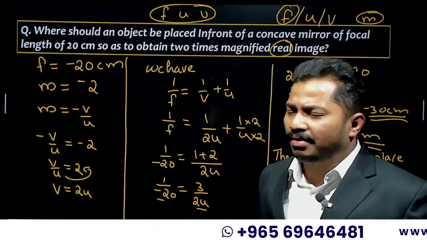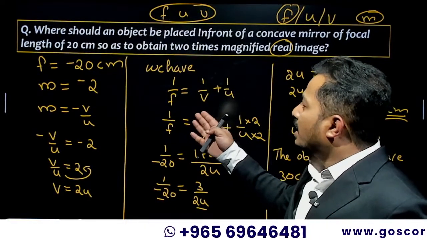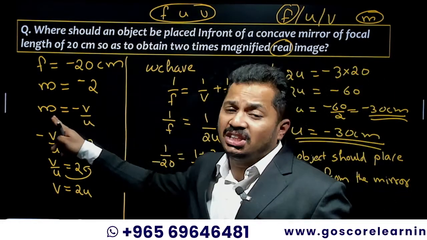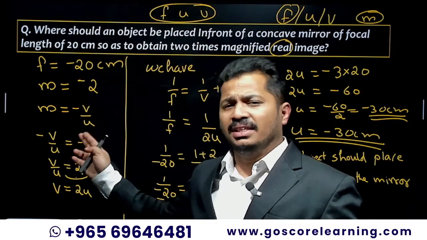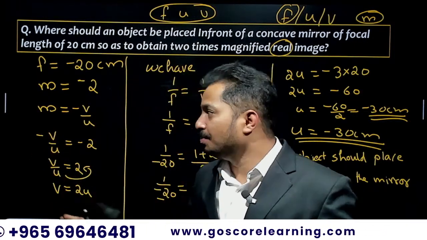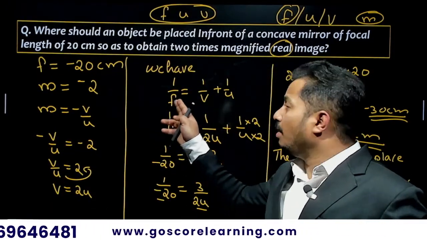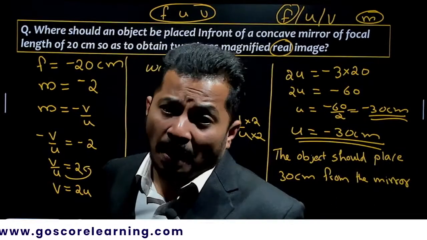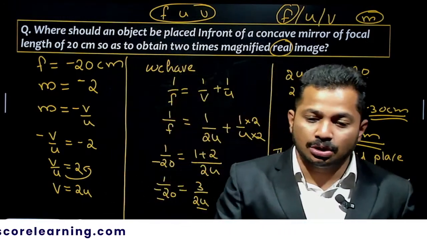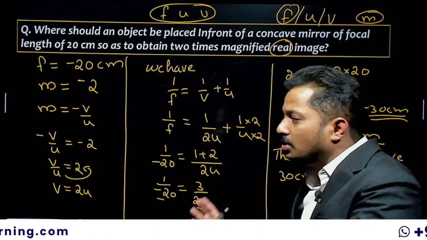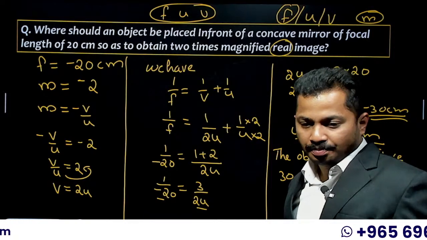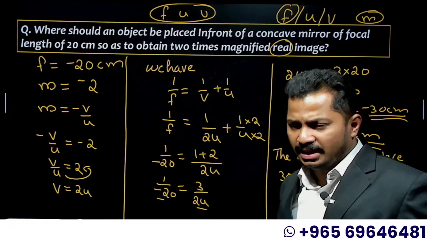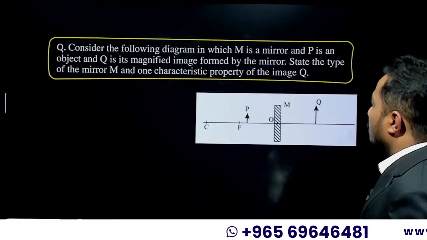But be aware: in the case of mirrors you are supposed to use magnification is equal to minus V by U. In the case of lenses it is V by U. And in the case of mirrors it is 1 by F is equal to 1 by V plus 1 by U. In the case of lenses it is 1 by V minus 1 by U. So you should make those changes accordingly, so that it is easy to find. Could you follow? Easy, right? Okay, let's go on.